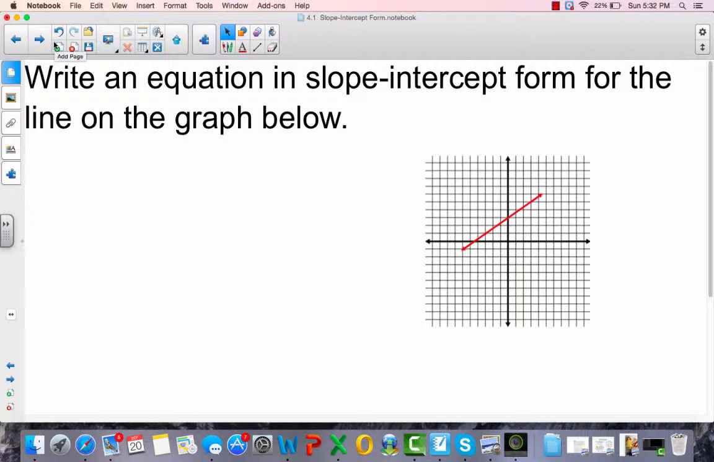All right, now let's see what we got to do. We got to write an equation in slope-intercept form for the line that's already there. We've been making the line from the slope-intercept form. Now we're going to make the slope-intercept form from the line. So we look at this one, and we see that it crosses the y-axis at 1, 2, 3. So that means our y-intercept is 3. The next thing we need to know is the slope.